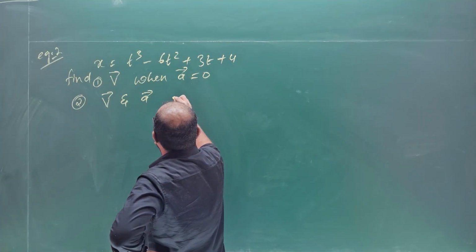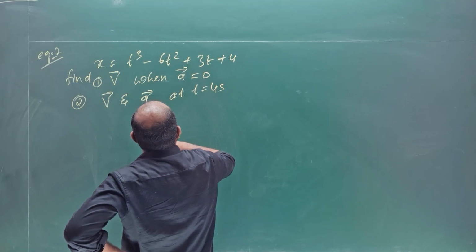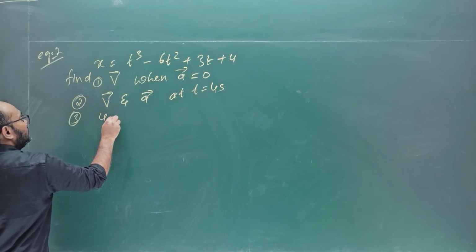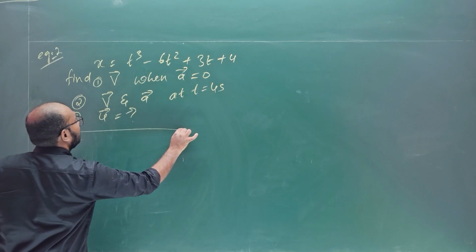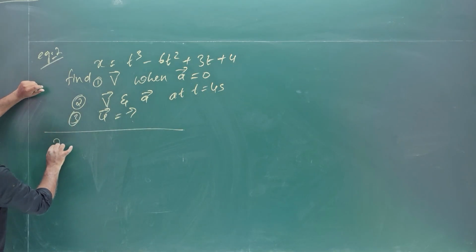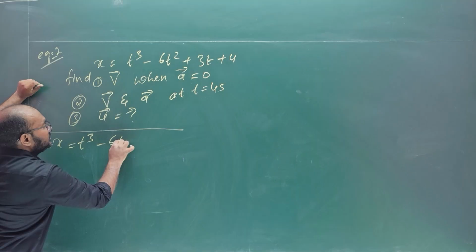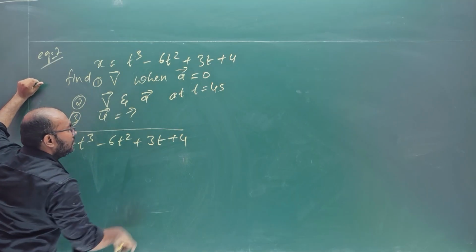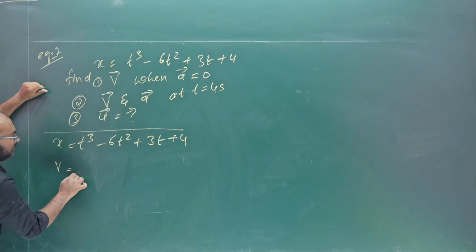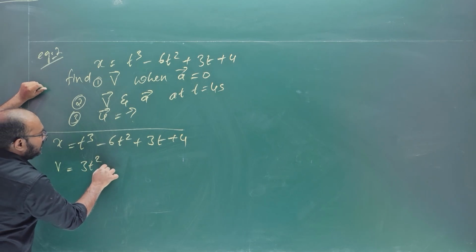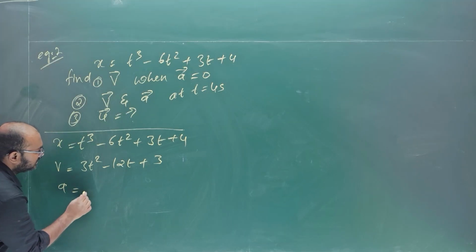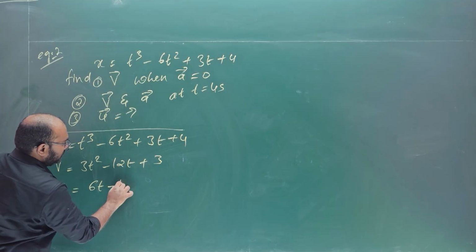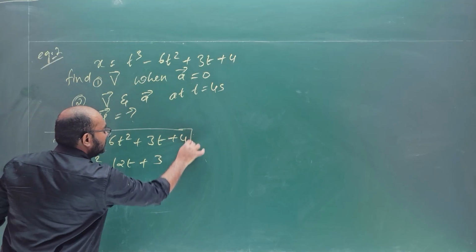So at t equals 4 seconds, and the third question is u equals question mark. Come on, try this answer. Okay, shall I? So let's write the given things. x equals t cube minus 6t square plus 3t plus 4, and v can be written from here as 3t square minus 12t plus 3, and acceleration can be written as 6t minus 12. Okay, these are the values we got.